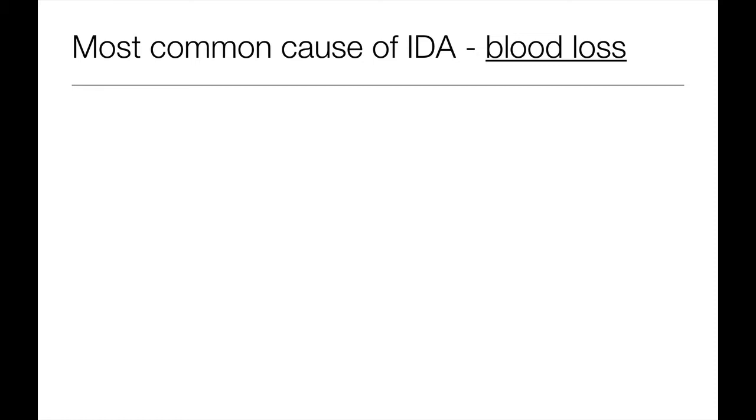In terms of usual sites, the most common sites of blood loss are the uterus in menstruating women and the GI tract. And in the GI tract, always remember that the upper GI tract is 3 times more common as the source of blood loss in iron deficiency anemia than the lower GI tract.